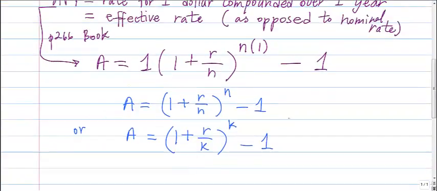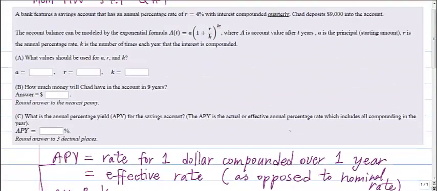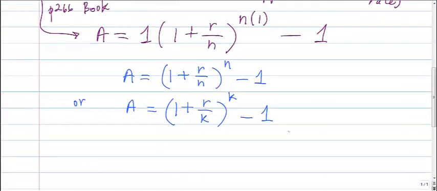Okay, so let's look at this example. This is one of the homework problems, homework question number 4. The annual percentage rate of 4% with interest compounded quarterly. So that's the nominal rate. The nominal means named. The named rate or the stated rate is 4% with interest compounded quarterly.